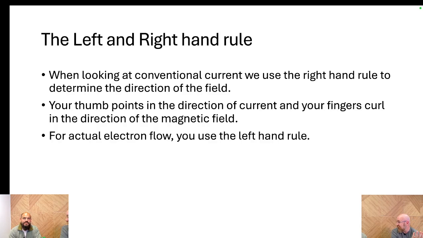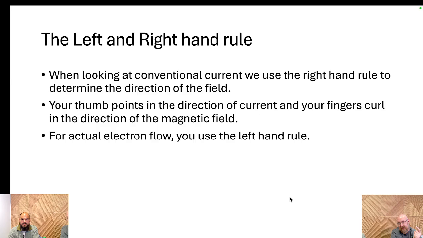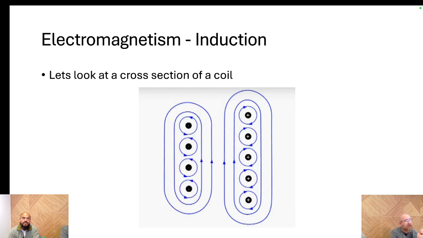But yeah, so that's what it is. The right hand and the left hand rule, and that's why those work. Right hand, conventional current; left hand, actual electron flow. So if we relate that, actually, let's go back a couple of slides just to relate that to what we see here on the screen.